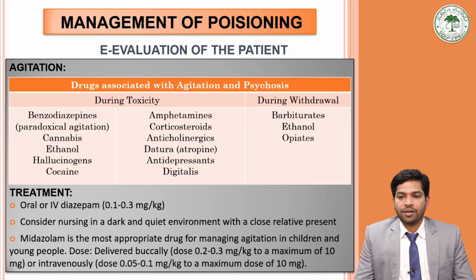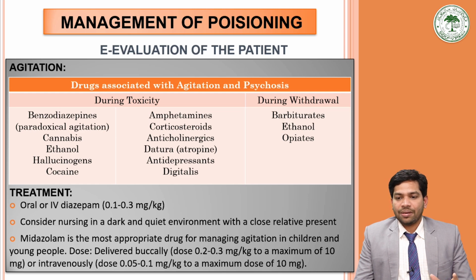This may be delivered orally or by buccal mucosa with a dose of 0.2 to 0.3 mg per kg to a maximum dose of 10 mg, and intravenously in the dose of 0.05 to 0.1 mg per kg, to a maximum dose of 10 mg.